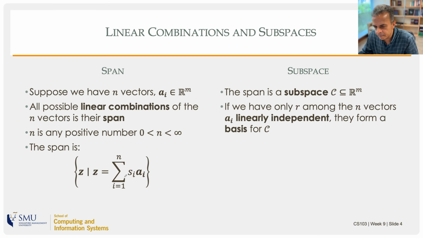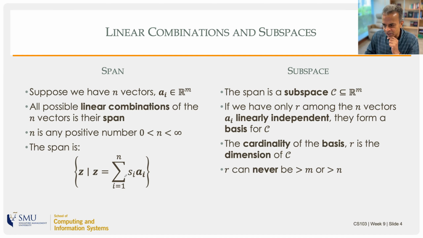Now you know that R can never be more than M because you have only M components. If you take M plus 1 vectors, the extra vector that you have now will necessarily be a linear combination of the other vectors, because you cannot have more linearly independent vectors than the number of components in a vector. Nor can it be more than n, because you have n columns in the matrix, you have only n vectors to begin with. You cannot have more than n vectors that are linearly independent when you're starting with only n.